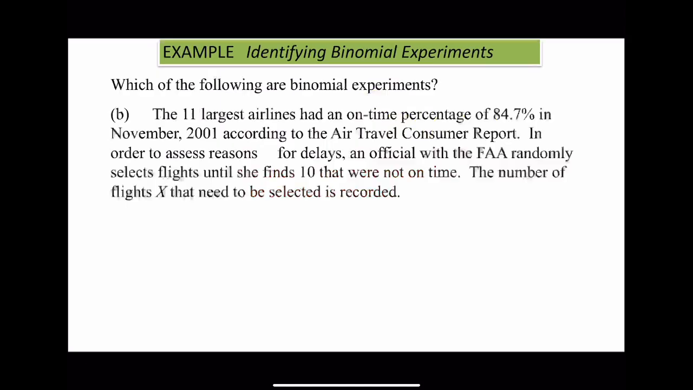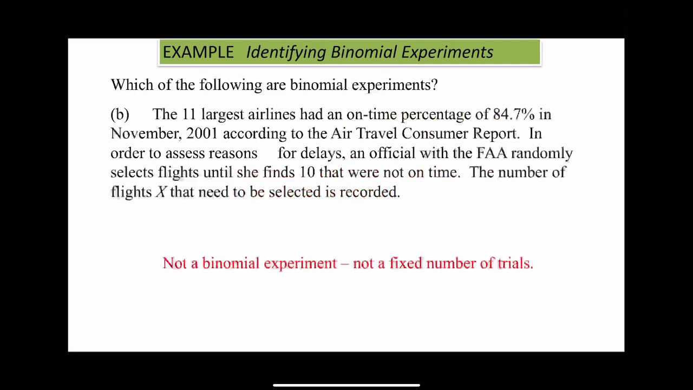Okay, let's look at the next one. The 11 largest airlines had an on-time percentage of 84.7% in November 2001, according to the Air Travel Consumer Report. In order to assess reasons for delays, an official with the FAA randomly selects flights until she finds 10 that were not on time. The number of flights X that need to be selected is recorded. Is this a binomial probability experiment or not?